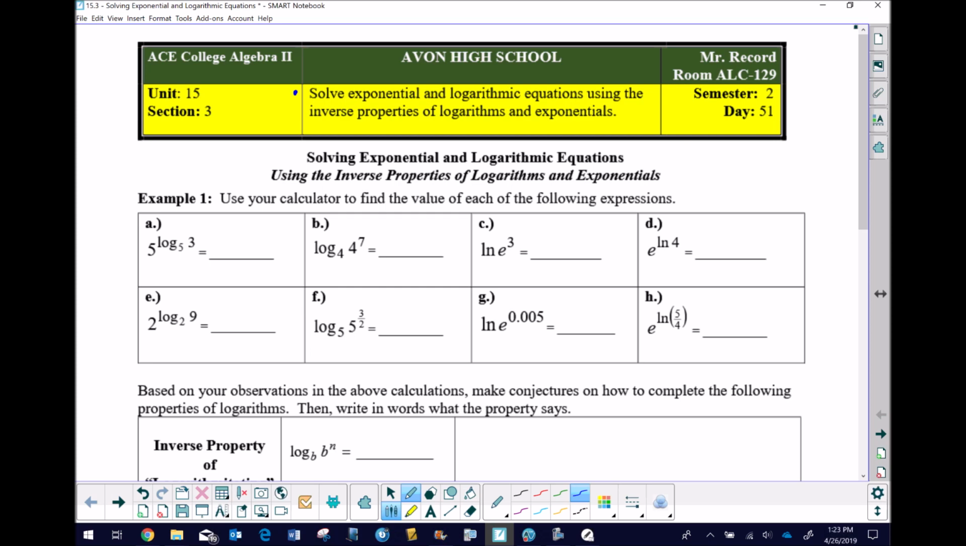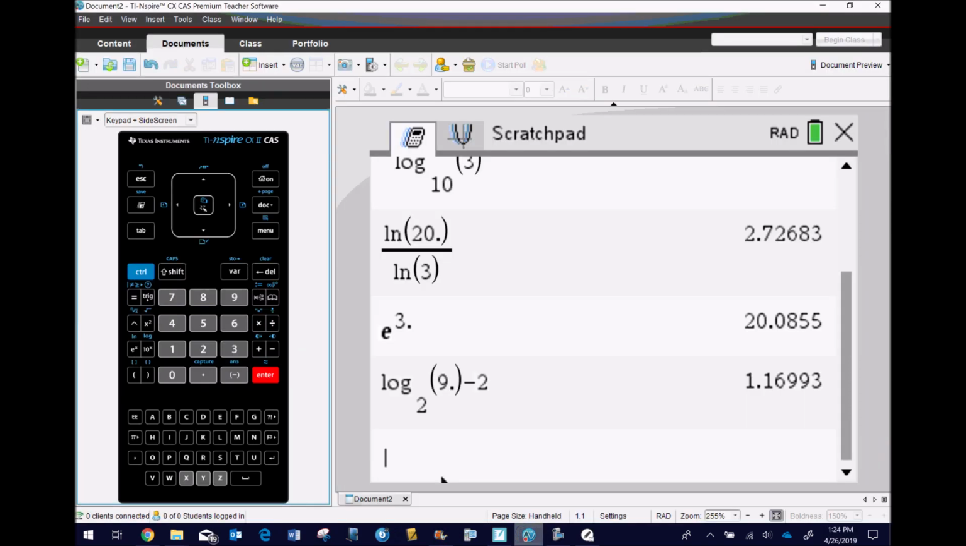So for our example 1, we are going to start by being super lazy and use calculators. It says to use your calculator to find the value of each of the following expressions. There are really 4 that I want to work through with you: the top row, A, B, C, and D. We're going to take 5 and raise it to a power that has a logarithm in it. That's kind of weird, right? We're going to raise it to the log base 5 of the value 3, and let the calculator do all the work.